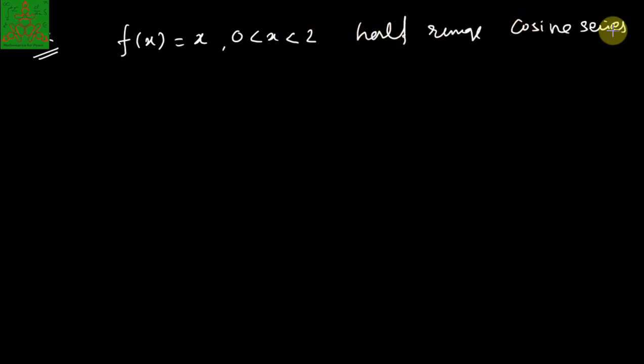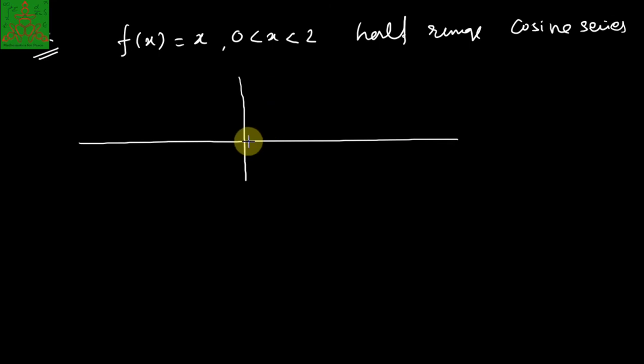Let us solve one more example: calculating, for the same function in the same interval, the half range cosine series. Now first of all, since we are calculating the cosine series, the function we are extending as an even function. So in the interval 0 to 2, as we know, the graph of this function is this, and we are extending it as an even function, so it is symmetric about the y-axis. So the graph you will have is this, and we are extending this function in this manner.